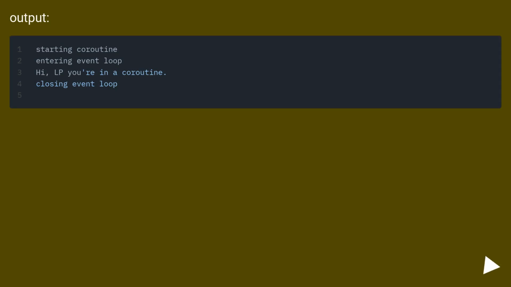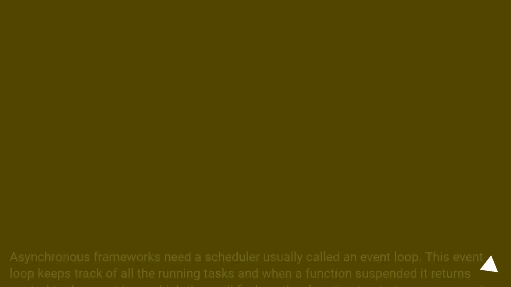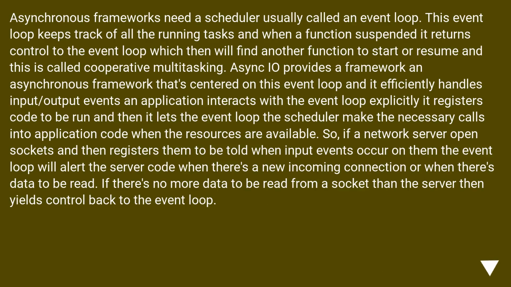Output. Asynchronous frameworks need a scheduler, usually called an event loop. This event loop keeps track of all the running tasks, and when a function is suspended, it returns control to the event loop, which then will find another function to start or resume, and this is called cooperative multitasking.